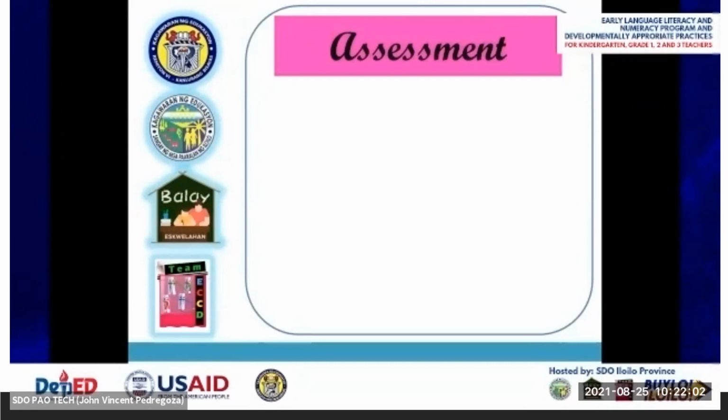Assessment is the process of gathering and discussing information from multiple and diverse sources in order to develop a deep understanding of what learners know, understand, and can do with their knowledge.